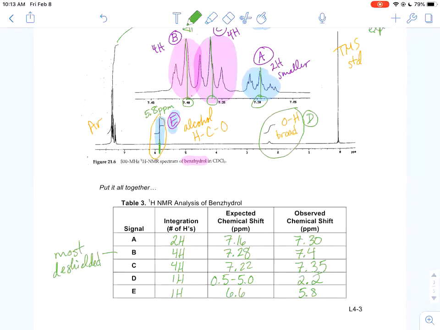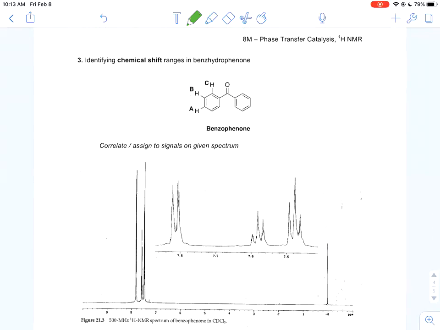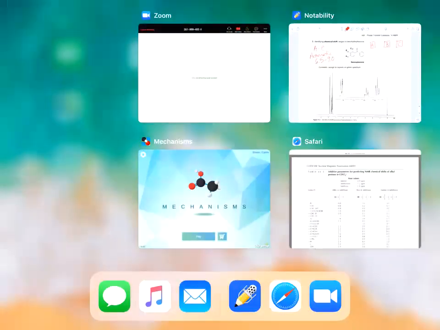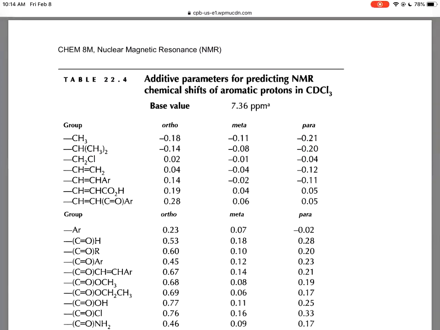So now the real thing that we haven't covered yet is the expected chemical shifts for benzophenone. We're going to go through each one. Signals A through C are in the aromatic region, so the general chemical shift range is 6.5 to 9. We want to get more specific than that, so we'll have chemical shift values more specifically for A through C. We'll go back to our correlation table, and we see that our base value for each of them is going to be 7.36.